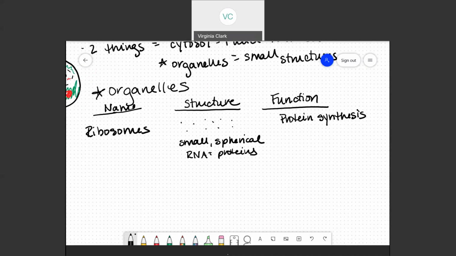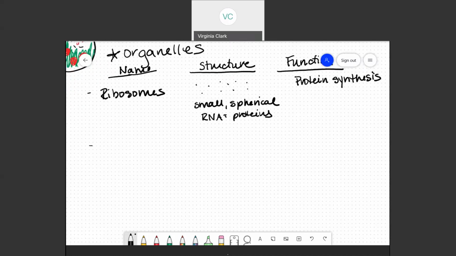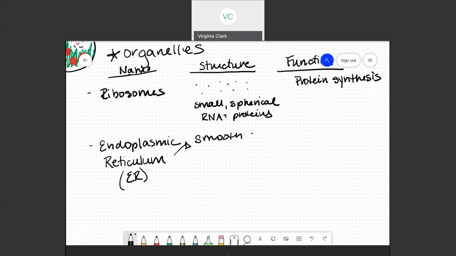The next organelle we're going to talk about is the endoplasmic reticulum, otherwise known as the ER. There are two different types of the endoplasmic reticulum. You will have the smooth ER, and you will have the rough ER. Smooth ER will have a structure that is different than the rough ER, and if they have a different structure, therefore they are going to have a different function.